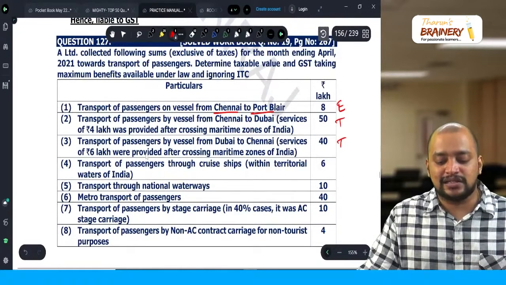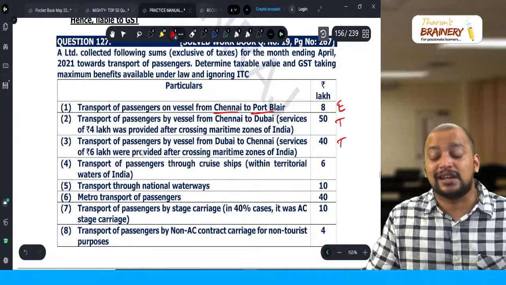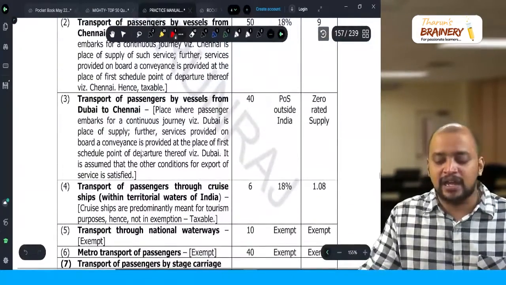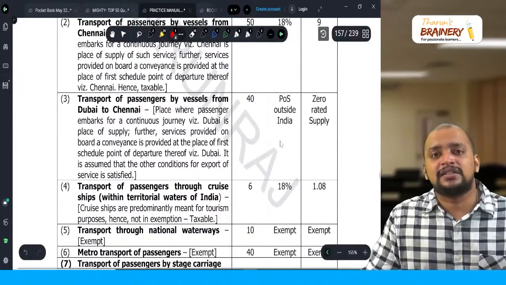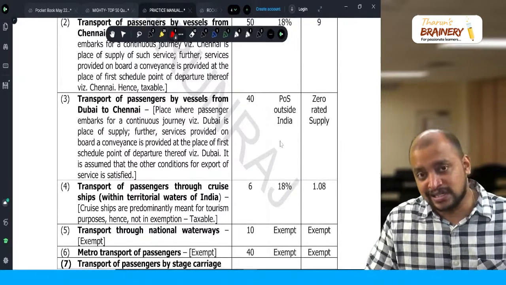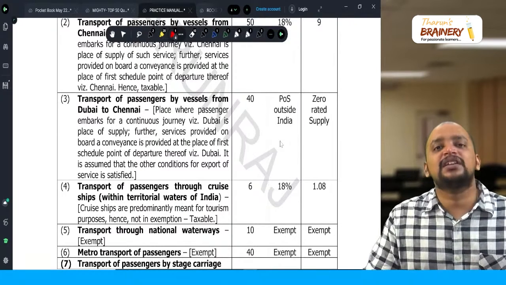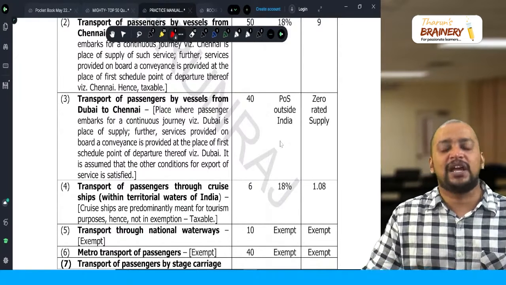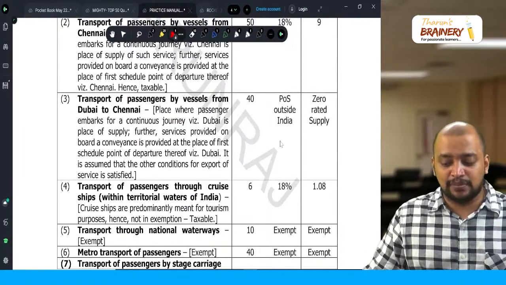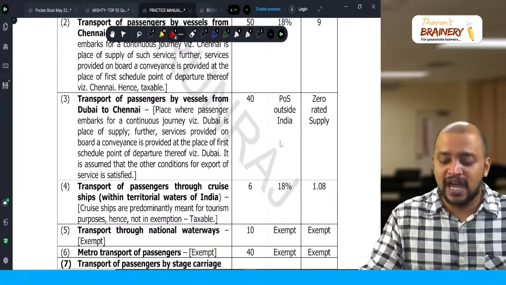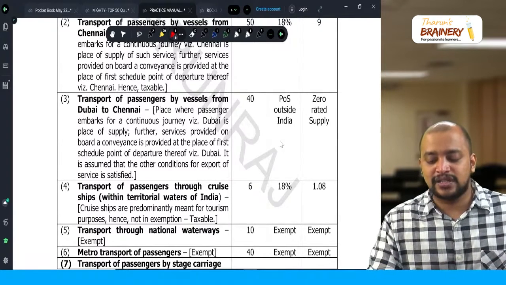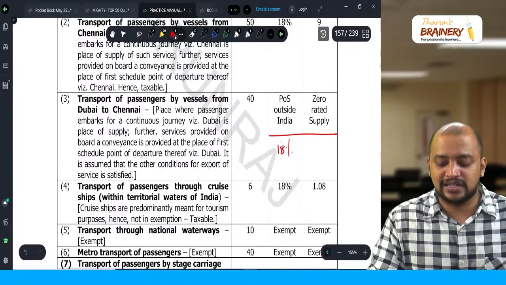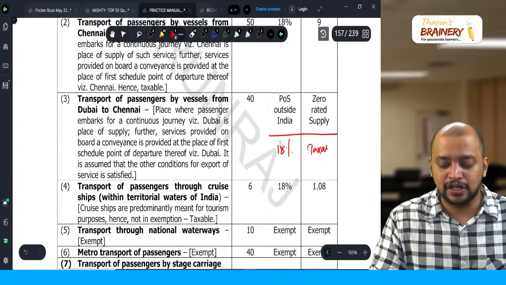Where the passenger is located. If the passengers are taken to be outside India, then it will become zero rated supply. But the alternative answer is taxable, so GST payable. If you assume that the passenger is located outside India, then it will become zero rated supply. But this zero rated supply is not conclusive, so we have an alternative answer. That is, it will be taxable at 18% and GST payable. Okay, that is also an answer.